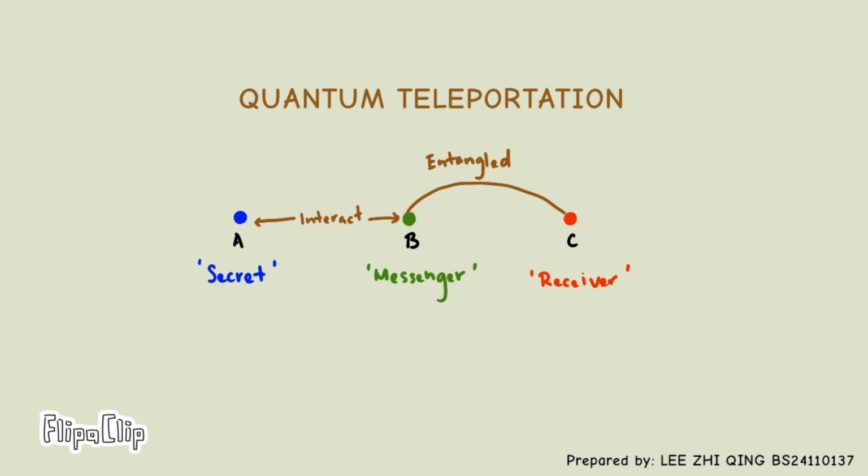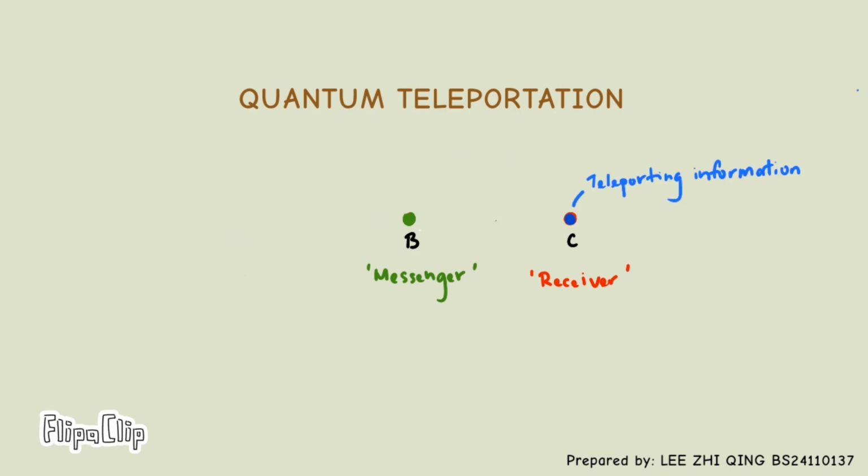We don't scan the blue particle to copy it physically. Instead, we use the green particle as a messenger. We send a regular phone call, which is classical info, to the red dot. The red dot uses this info to change its state. The blue dot's identity, which is its quantum state, has been transferred to the red dot. The original blue dot is no longer blue. This isn't Star Trek beaming you up. It's teleporting the information, not the matter itself.